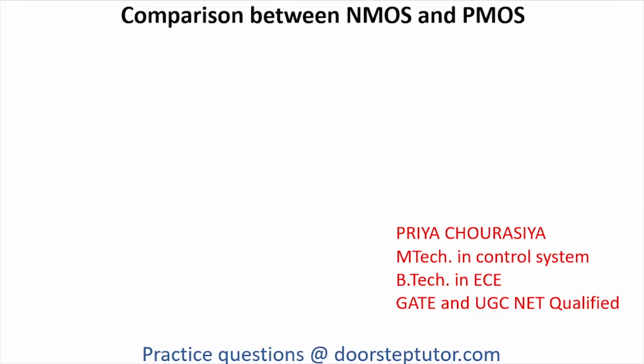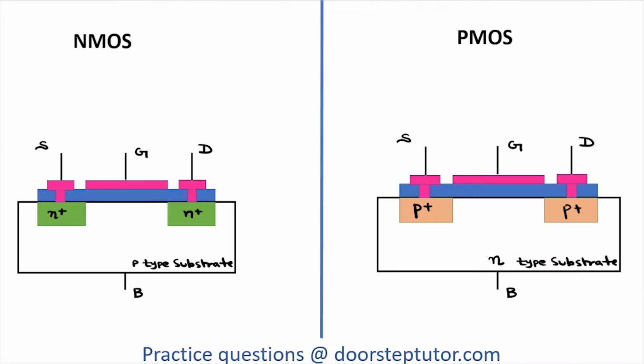So in this video we are going to compare the N-channel MOSFET and P-channel MOSFETs. So let us discuss them by their basic structure. The NMOS has a P-type substrate in which N plus regions are going to act as source and drain, and the channel is absent.